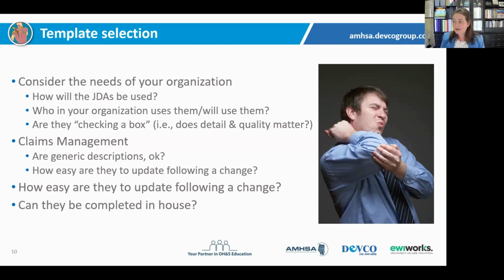Can the job demand assessments be completed in-house? Absolutely, depending on the training of the people in-house that you're going to have write them. So we'll get into that a little bit more later.